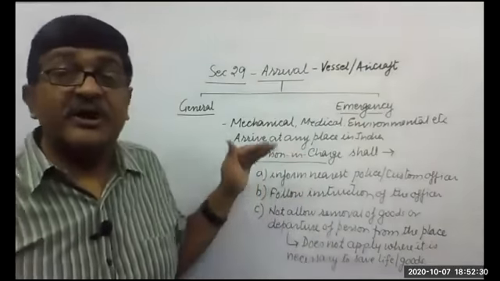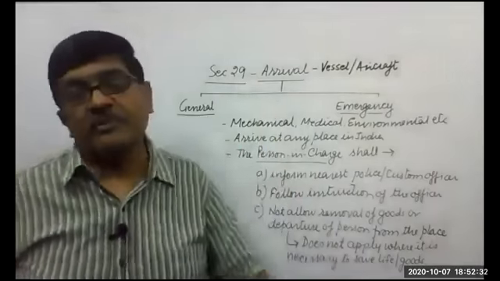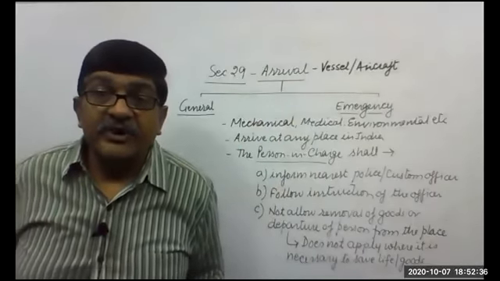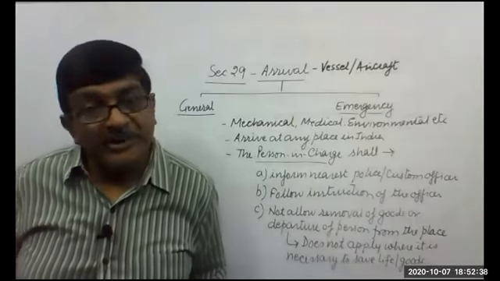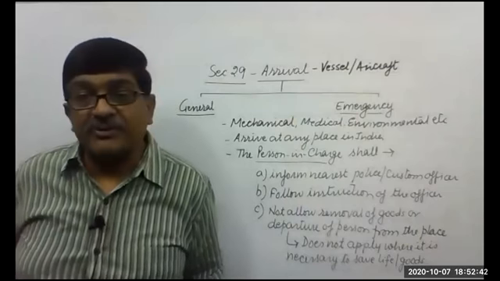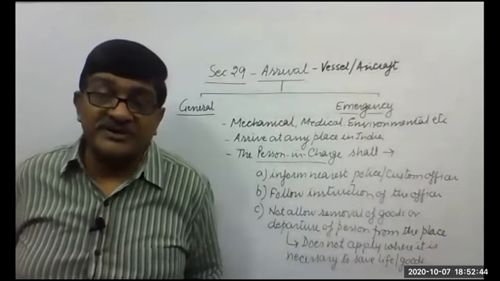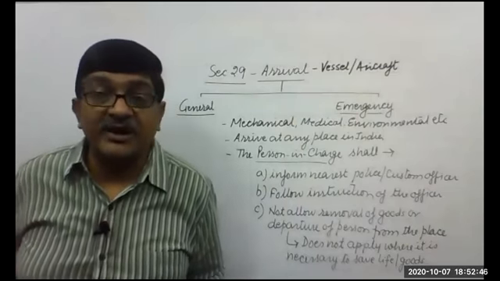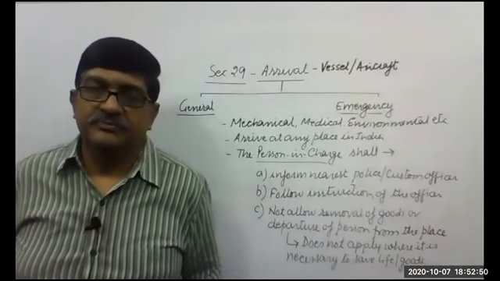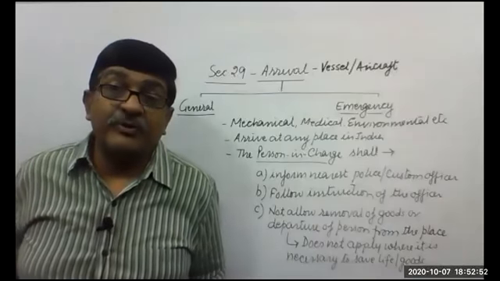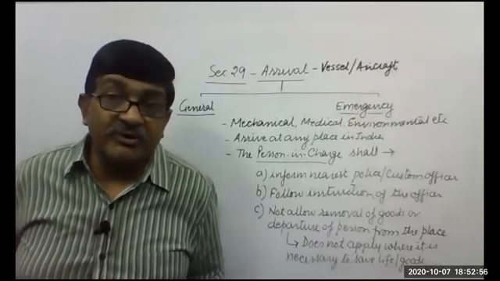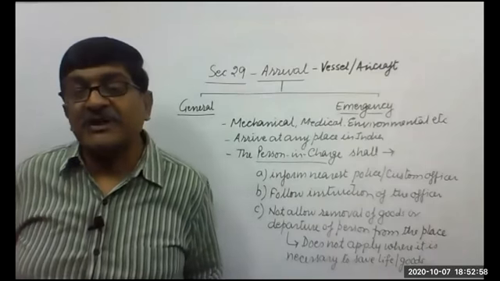The first exception is in case of emergency, you can arrive at any place, not a problem. And when you arrive at any other place, there is obligation. What is the obligation? First, the person in charge. Who is the person in charge? In relation to vessels, it is the master or captain. In case of aircraft, it is the pilot. Right. First obligation, inform the nearest police officer or the custom officer. Then number two, follow the instruction given by that officer.